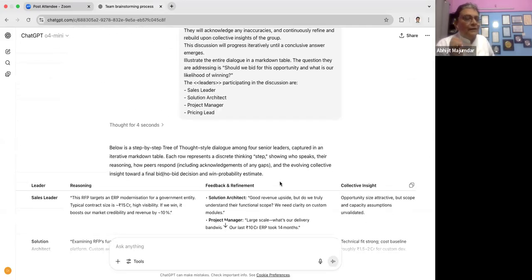So now you can think that with one single prompt, how powerful you can be. You can simulate all these things, even whether your organization is doing it or not is a different question. But at least you cannot now say that I do not have resources, I do not have people to do all this, so I will bid on everything that comes my way. No, now you can use the collective intelligence.